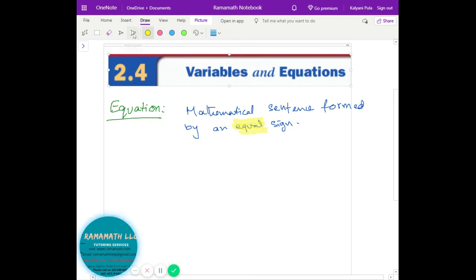And then once you get the answer, that's called the solution. Solution means the answer which makes the equation true. Okay.